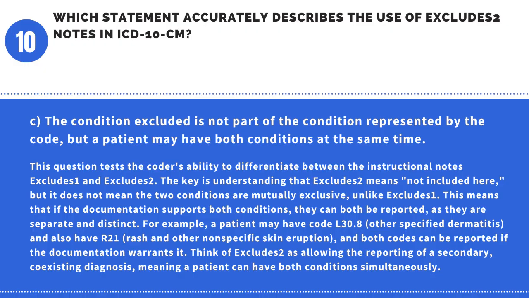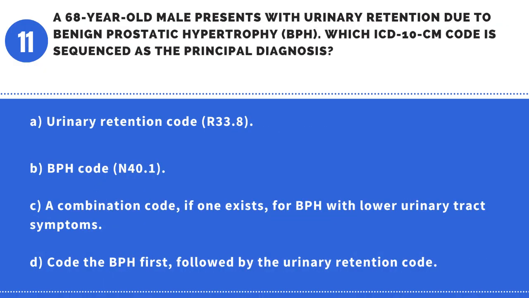For example, a patient may have code L30.8, other specified dermatitis, and also have R21, rash and other nonspecific skin eruption, and both codes can be reported if the documentation warrants it. Think of Excludes2 as allowing the reporting of a secondary, coexisting diagnosis, meaning a patient can have both conditions simultaneously. Question 11. A 68-year-old male presents with urinary retention due to benign prostatic hypertrophy, BPH.